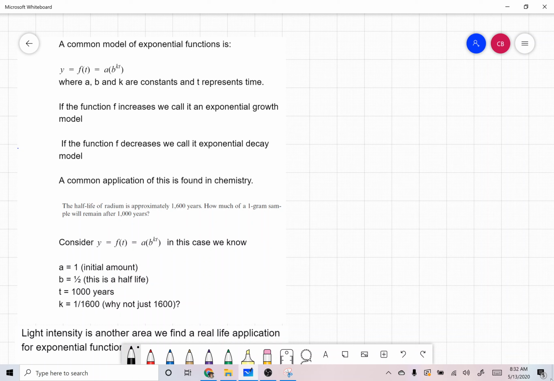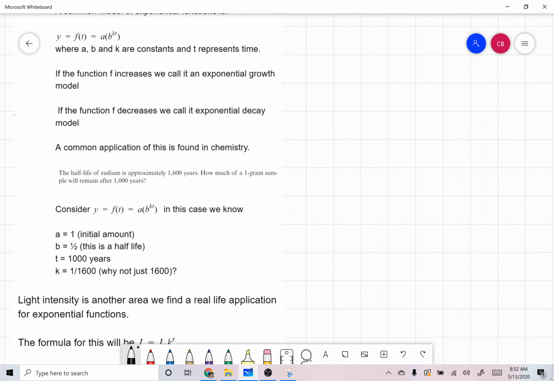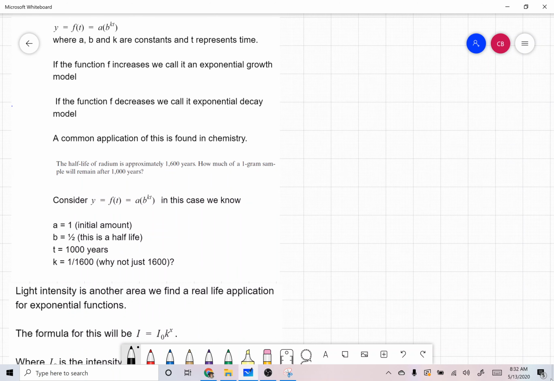Exponential decay, I think that has to do with like sunlight in water and stuff like that. There are other examples too, but not off the top of my head. But another place where we find exponential decay is a chemistry problem. We have the half-life of radium is approximately 1600 years. How much of a 1 gram sample will remain after 1,000 years?